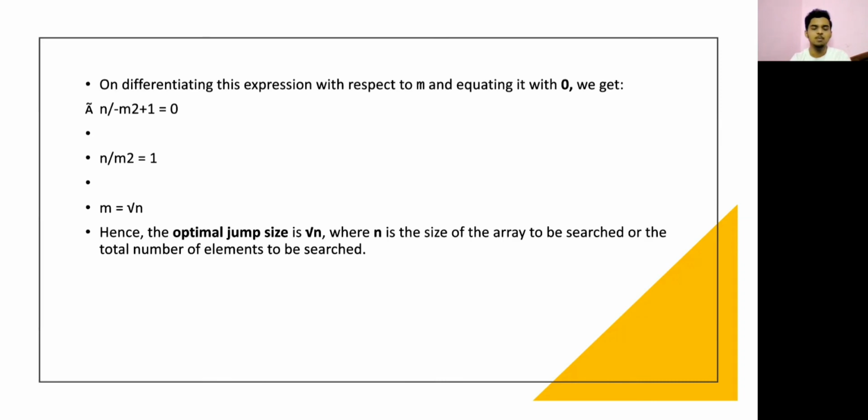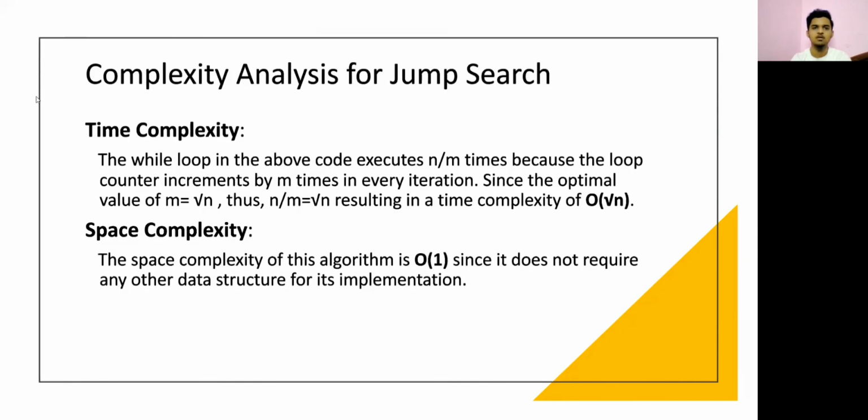Finally, m is equal to root of n. Hence, the optimal jump size in jump search is root n, where n is the size of the array to be searched or the total number of elements to be searched.